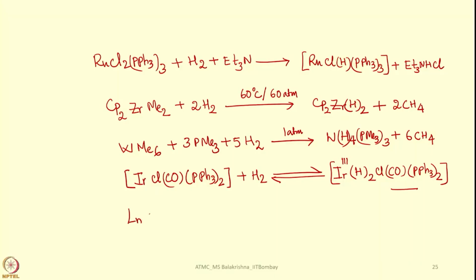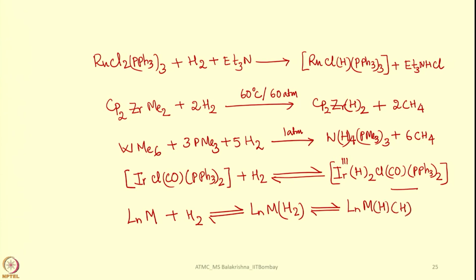A typical reaction is something like this. A general reaction I would write here. A general reversible reaction will be something like this. Initially, and then it changes to hydride complex after the oxidative addition process is completed. Okay. So, this is very important when it comes to the hydrogenation process in homogeneous catalysis.